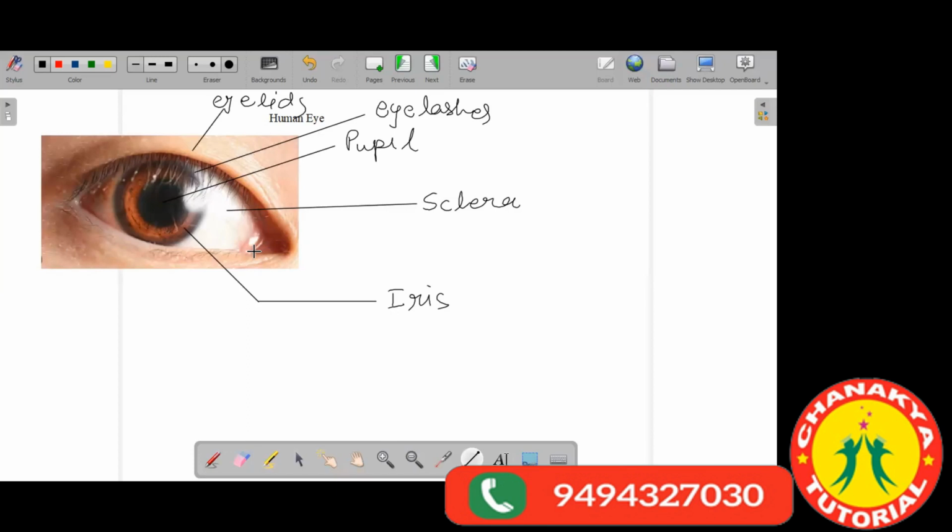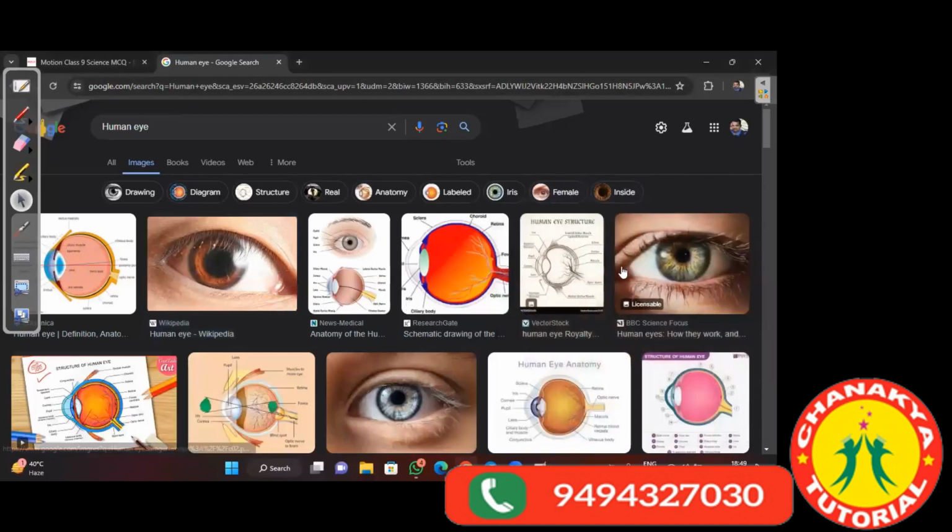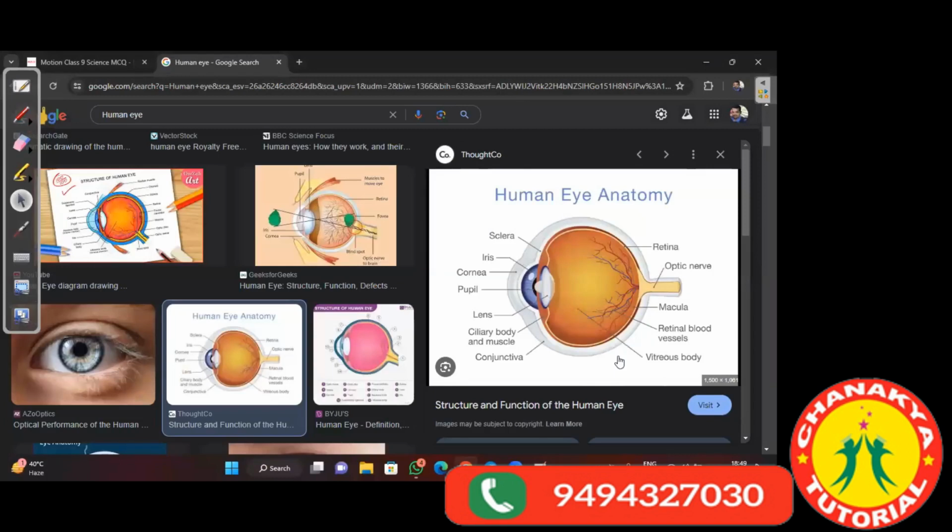Now, if I take this eye out of your skull, the eye is spherical in shape. Now we observe the same eye from the side, not from the front, and let's see what different parts we observe then. So our human eye looks something like this. Human eye anatomy.